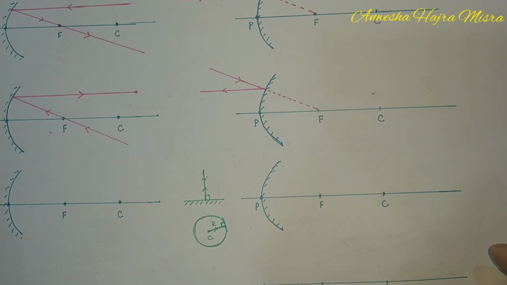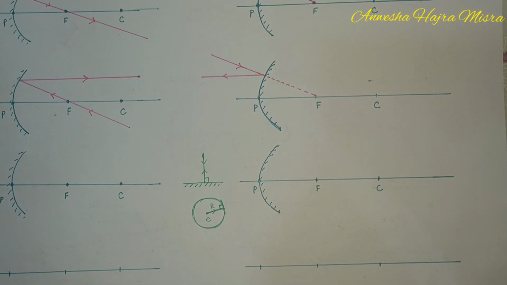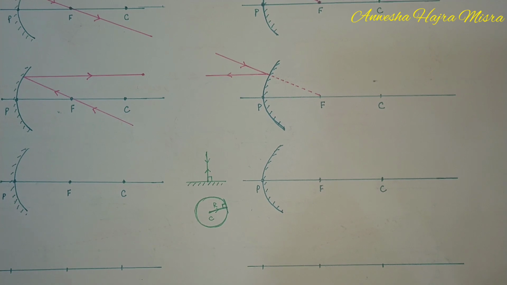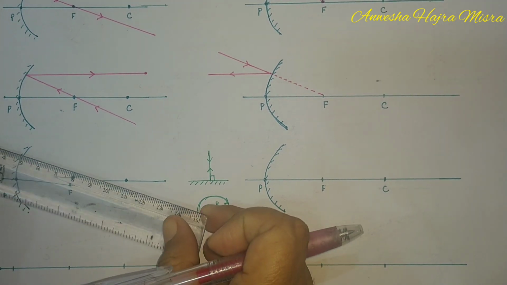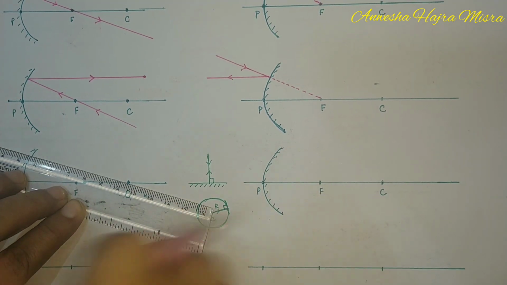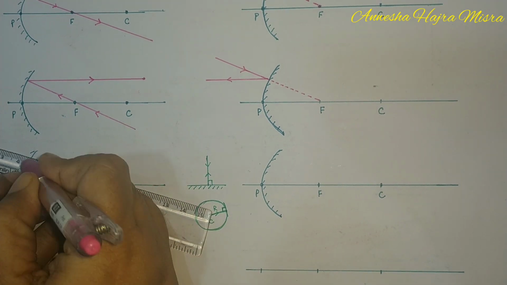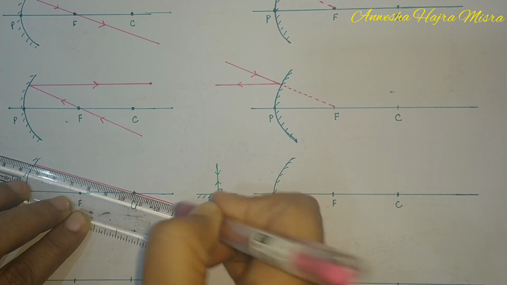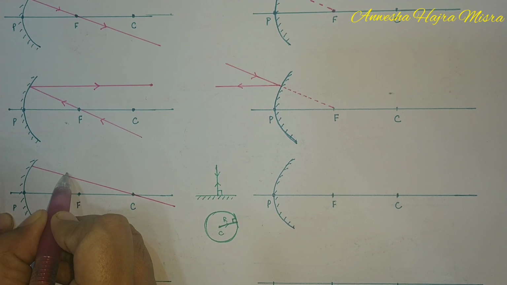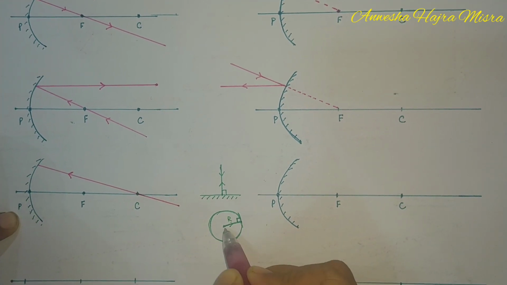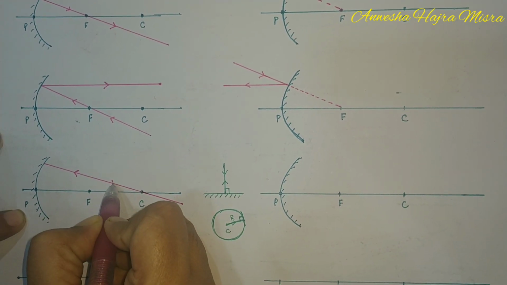So, if you take a ray of light coming through the center of curvature, it falls normally, so it will go back normally.